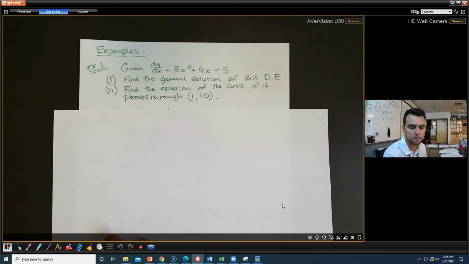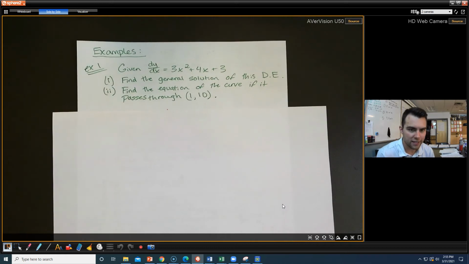So, for example 1. Given that dy/dx is equal to 3x squared plus 4x plus 3, we're tasked with two things. We need to find the general solution of this differential equation, and secondly, we need to find the equation of the curve if it passes through (1, 10), which is pretty much screaming particular solution.